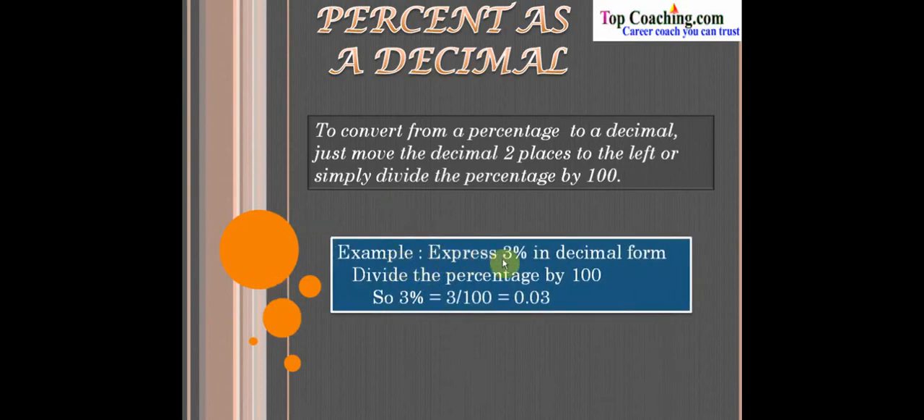Example: express 3% as a decimal. Simply divide the percentage by 100. So 3% is equal to 3 divided by 100, and this is equal to 0.03. So if you want to convert a decimal to a percent, multiply it by 100. If you want to convert a percent to a decimal, divide it by 100.